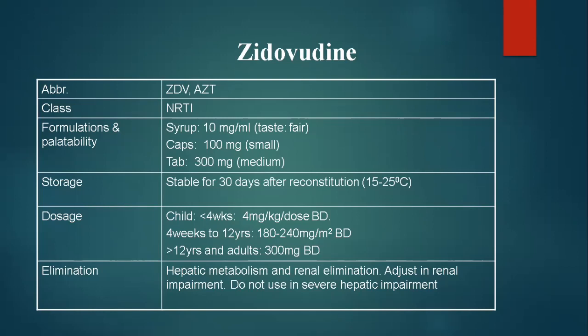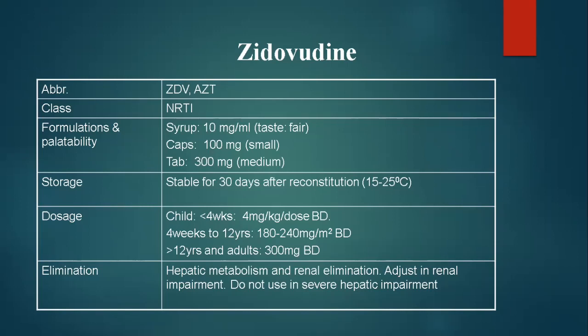it is mostly used in children that are less than 4 weeks, and it can be given at a dosage of 4 milligrams per kg body weight twice a day. And then for children between 4 weeks to 12 years, we can give 180 to 240 milligrams per day, twice a day. And then for children above 12 years and for all adults, we can give 300 milligrams BD. So those are the dosages for zidovudine.